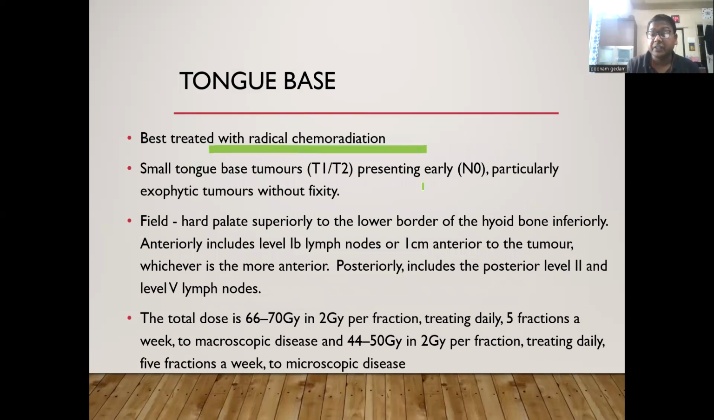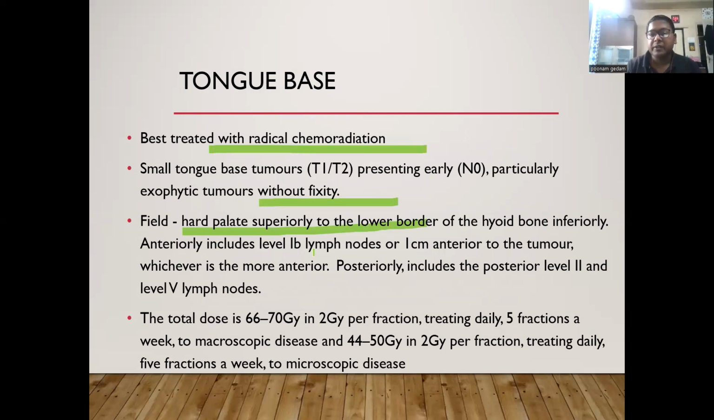Tongue base is treated with radical chemoradiation. Small tongue base tumors, T1 T2, present early, particularly exophytic tumors without fixity. So we can give radiotherapy filling from the hard palate superiorly to the lower border of the hyoid bone inferiorly.